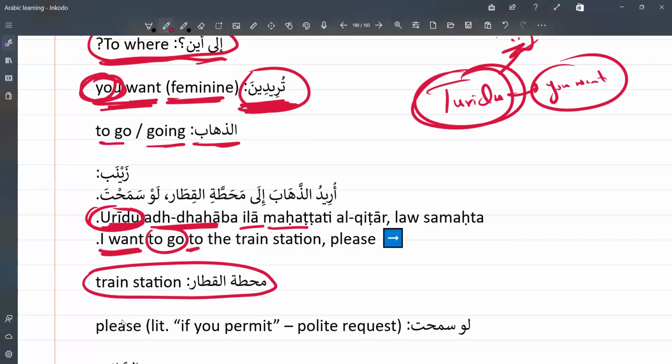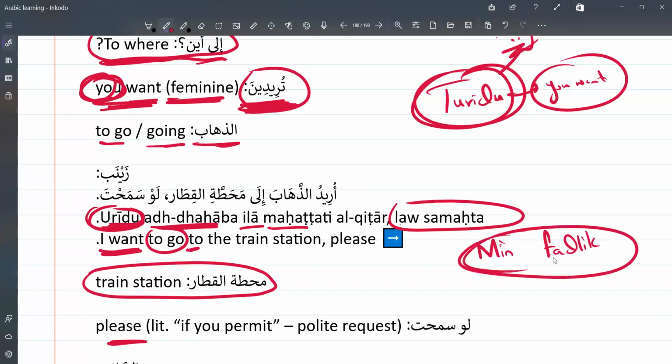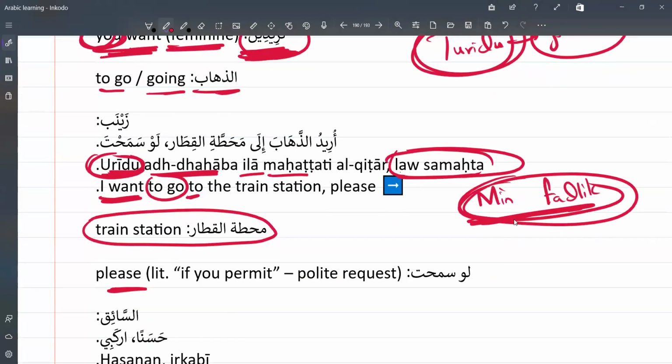So Zainab says, أريد الذهاب إلى محطة القطار لو سمحت. We have done this word لو سمحت. It is a polite way of asking, of saying please. You can also say min fadlik for please, right? But when requesting an action or something, you commonly use لو سمحت for please instead of min fadlik. But you can obviously use min fadlik. It's no issue. This is also correct. Min fadlik also means please.